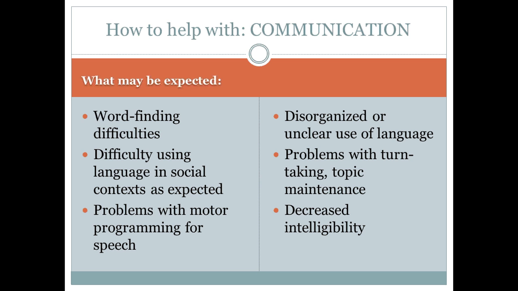Communication deficits that may be common with individuals who sustain a TBI include word-finding difficulties or loss of language, difficulty using language in social contexts as expected, problems with motor programming for speech or speech articulation difficulties due to damage or weakness in their speech musculature, disorganized or unclear language, which may be evident when they're telling a story, problems with turn-taking and maintaining a topic in conversation, and decreased intelligibility, which may make them difficult to understand.